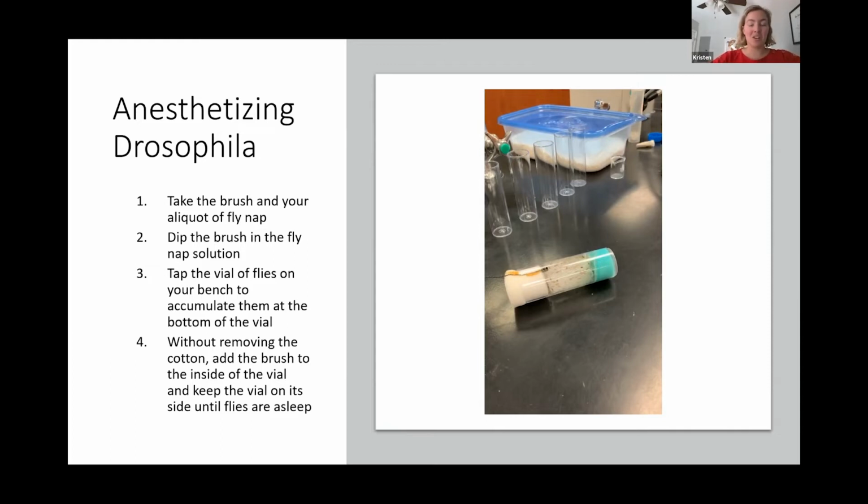This also, I think, in an online setting allows us to speed up the process because we don't have to wait that 2 to 3 week period. So we'll walk through how we're going to anesthetize them. We're going to set up our crosses, and then 2 to 3 weeks later, we're going to observe those flies. And so we're able to just fast forward 2 to 3 weeks and observe the F2 generation.